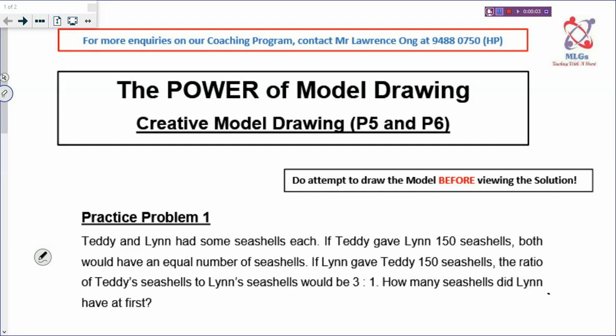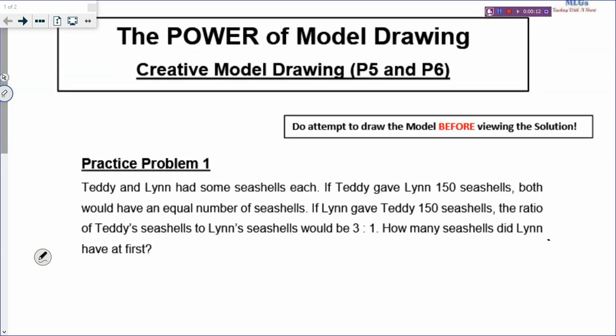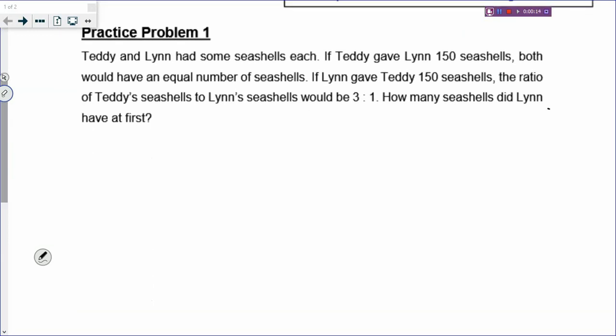Hi, welcome back to the Power of Model Drawing. Today we are going to look at a 4-mark question, as usual, and even 5 marks as well. So let's look at practice problem 1 and see how we exactly draw out the problem.